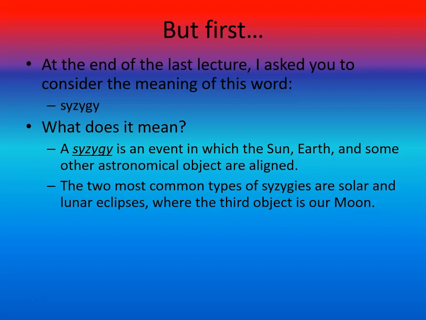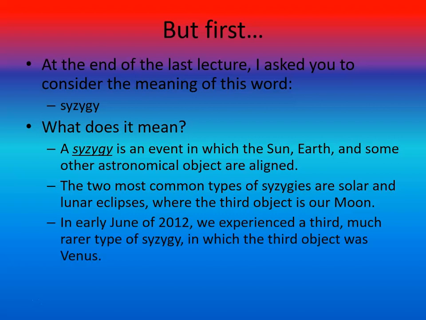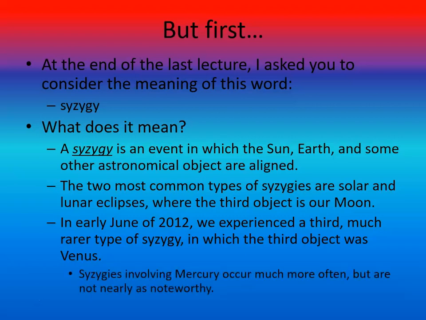However, sometimes you can also get syzygies involving planets. In fact, there was a particularly rare one on, I think it was June 5th or June 6th of 2012, where Venus crossed the face of our sun as viewed from Earth. And more often Mercury will do that. Mercury does that like every few years or something like that, but Venus only does so twice every 120 years.